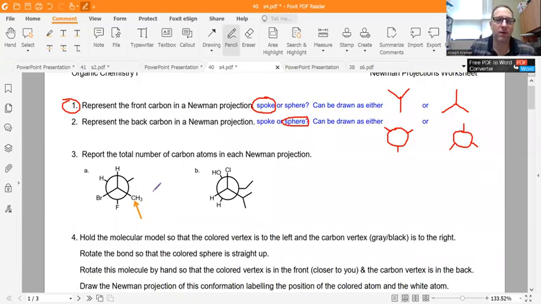Number 3, report the total number of carbon atoms in each Newman projection. So I'm going to draw arrows to them. I already got a head start on you. So there's 1. And I'll give you moments to think about this. How many in quantity? How many carbon atoms are in each Newman projection? So if you get this answer correct, you should feel good about yourself.